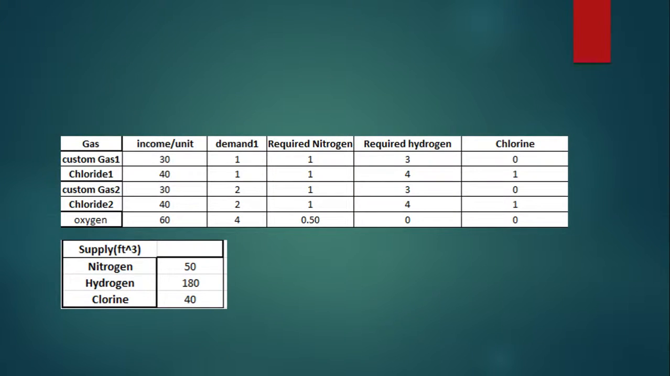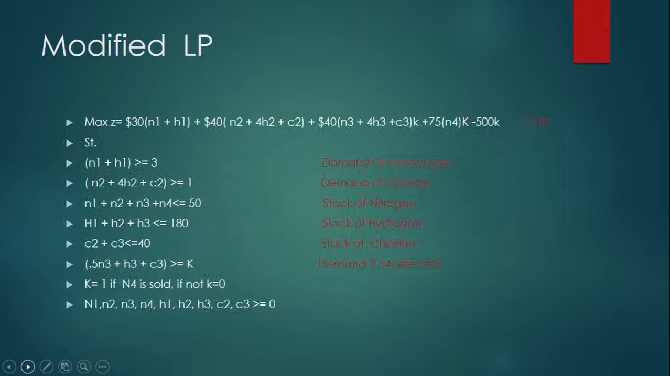Alright, and here I have a chart with a good breakdown of how the LP is going to look. I split off our two customers, so each of them has a custom gas and a chloride, and then only customer 2 has oxygen, as customer 1 was not interested in buying it. And it is a blending problem, so each of these gases requires some mixture of nitrogen, hydrogen, and chlorine from manufacturing. And then we also have our supply down below, and our supply doesn't change.